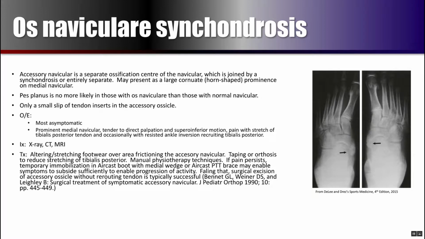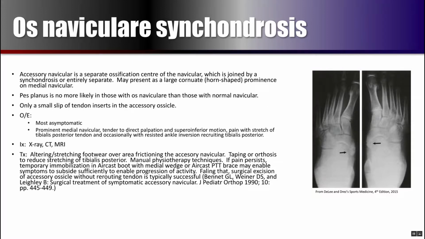Most are asymptomatic on exam, with just a prominent medial navicular. Those that are symptomatic have tenderness to direct palpation, particularly superior-inferior motion of the navicular, shearing against the accessory navicular. And the tibialis posterior tendon can be painful as a result of passive stretch or active recruitment of that muscle tendon. Investigations such as an X-ray can help define the os naviculare. CT and MRI may be necessary for those requiring further intervention.